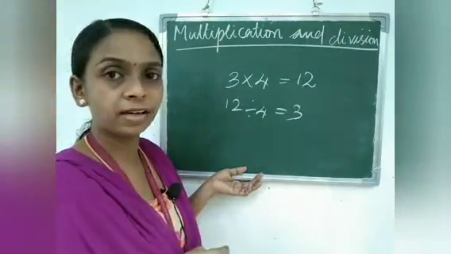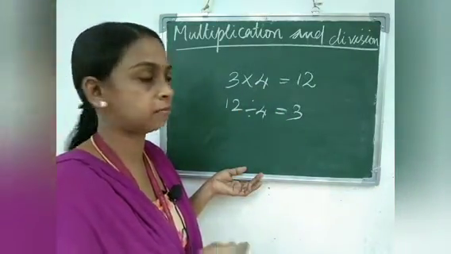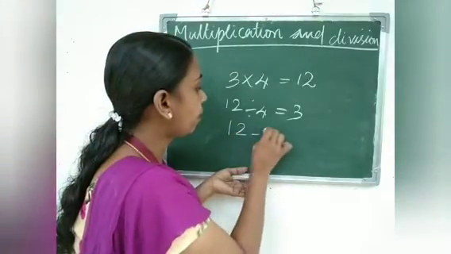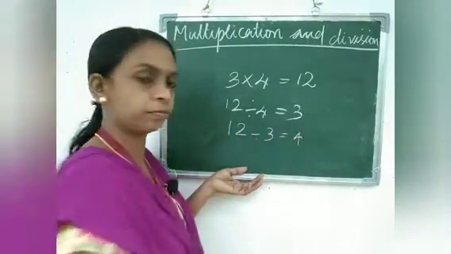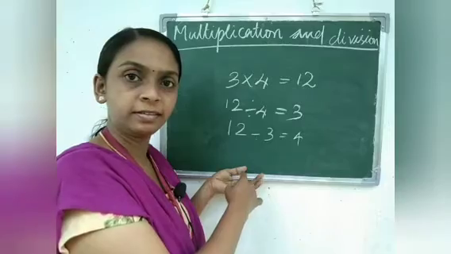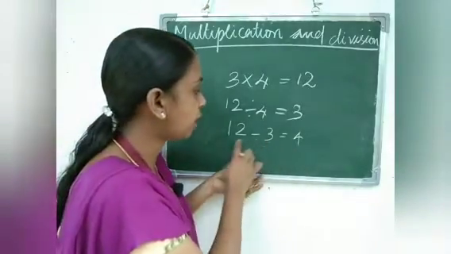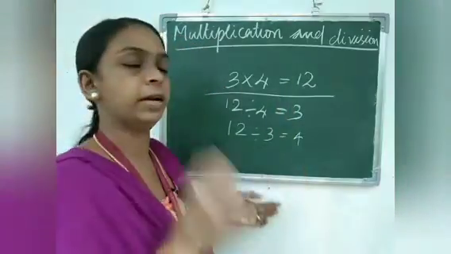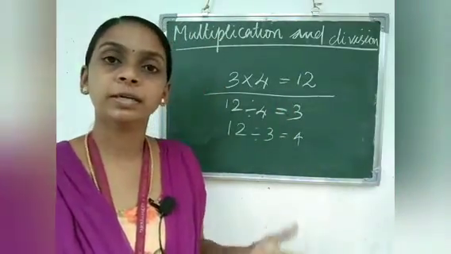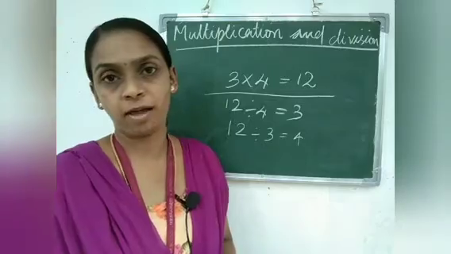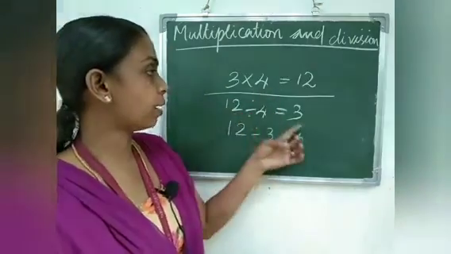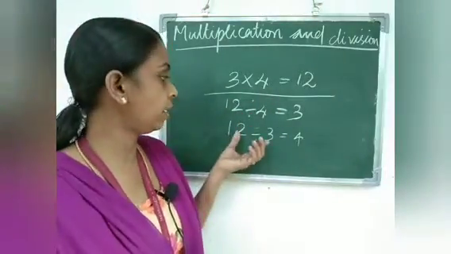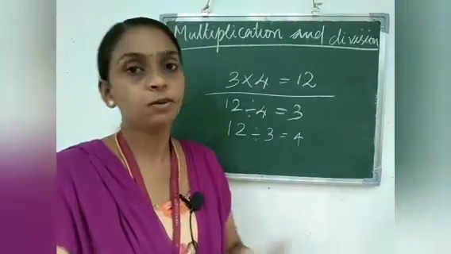One more division fact we can write from this multiplication fact. That is 12 divided by 3 equals 4. Is it correct? Yes, it is correct. 3 4s are 12. So from a multiplication fact, we are able to write 2 division facts. That is 12 divided by 4 equals 3 and 12 divided by 3 equals 4.